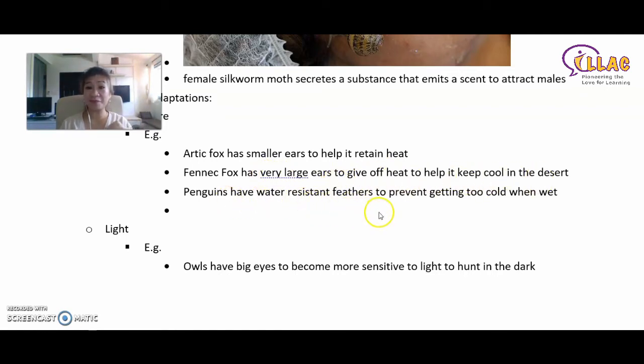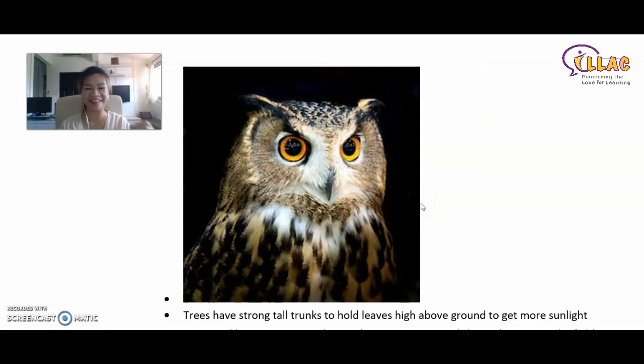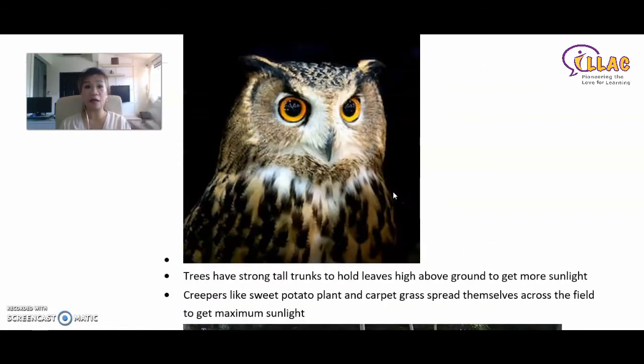Penguins have water-resistant feathers, which I showed you just now, to prevent getting too cold when wet. Then the light. Owls have big eyes to become very sensitive to light. They hunt in the dark. So how big are their eyes? This big. Big eyes allow more light to enter so that they can see better in the night, because they're nocturnal as well.